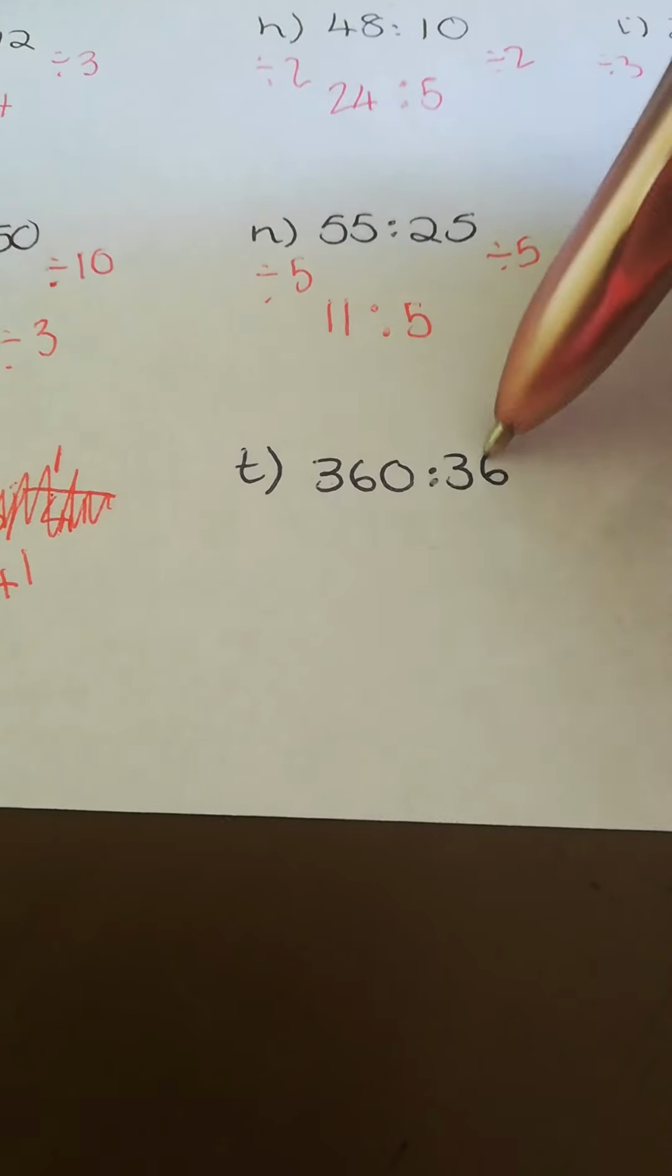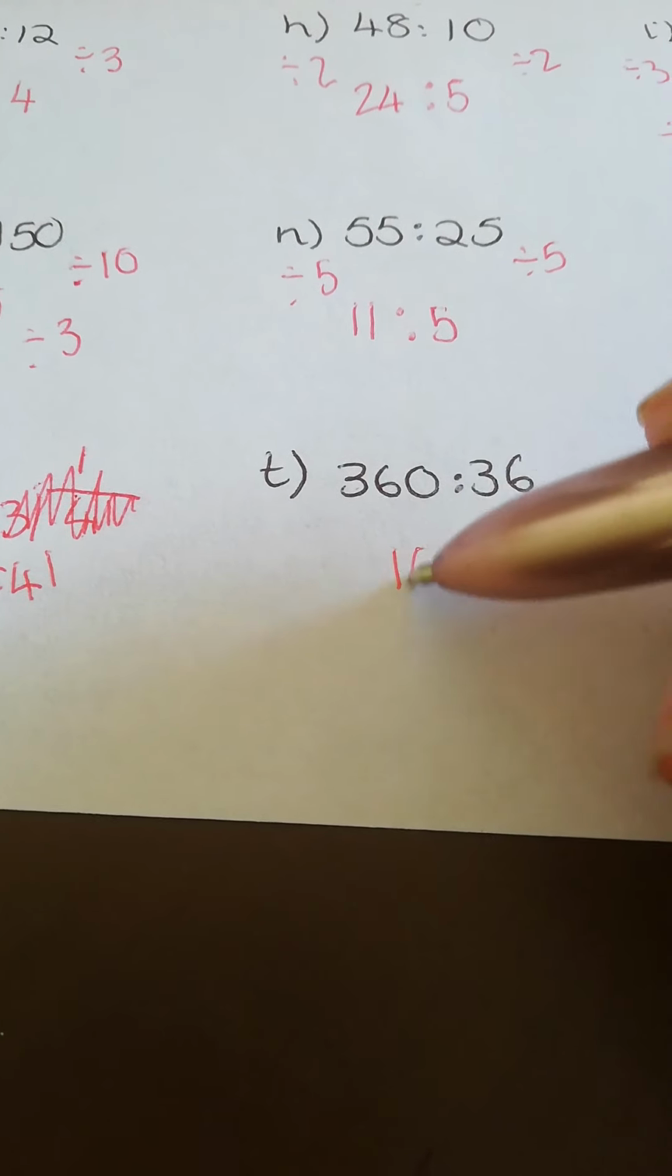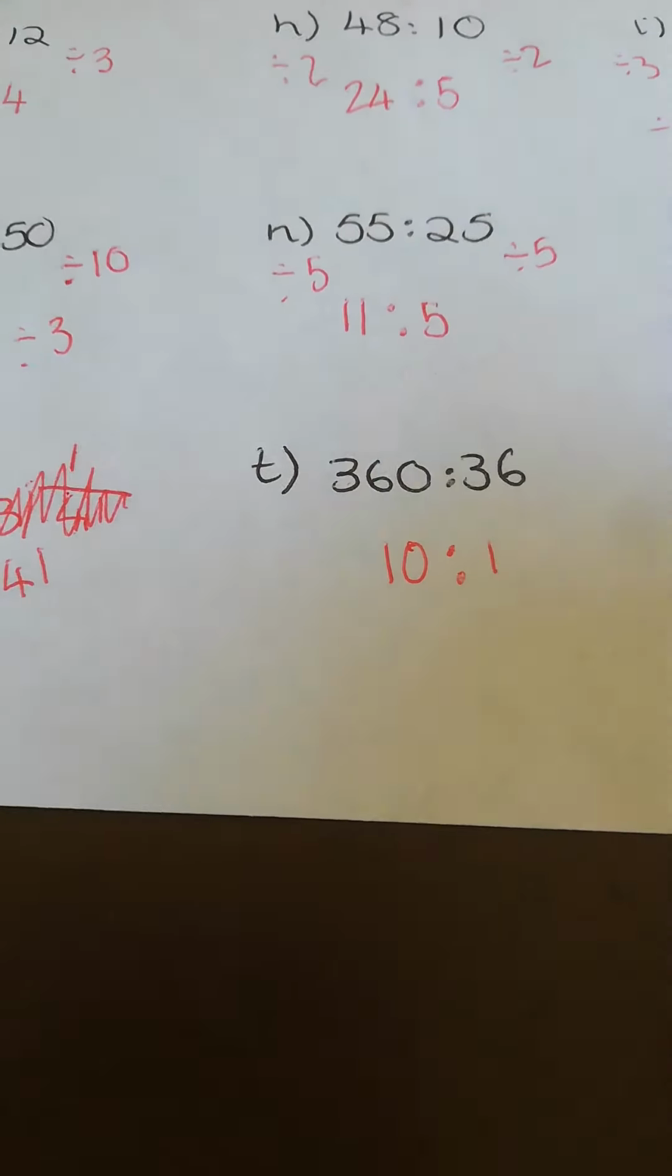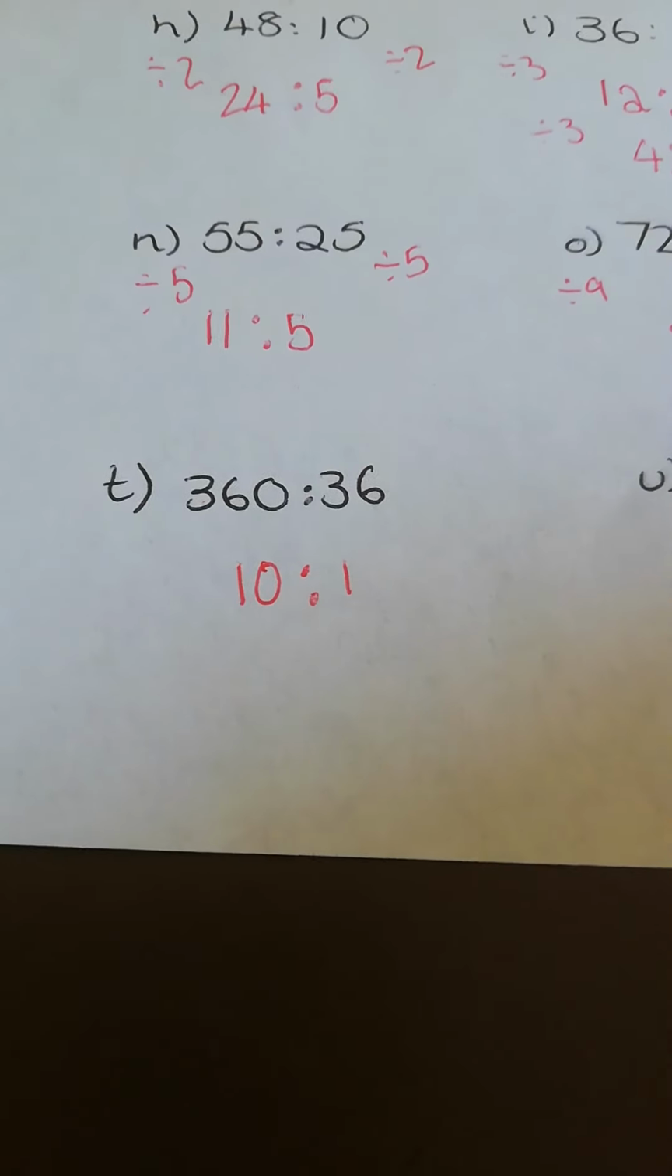Very quickly, the last 2. Well, spot the 36 and the 36. Actually, if we divide them by 36, we're left with 10 to 1, but you might have had to do that in more steps. You could divide by 2 first.